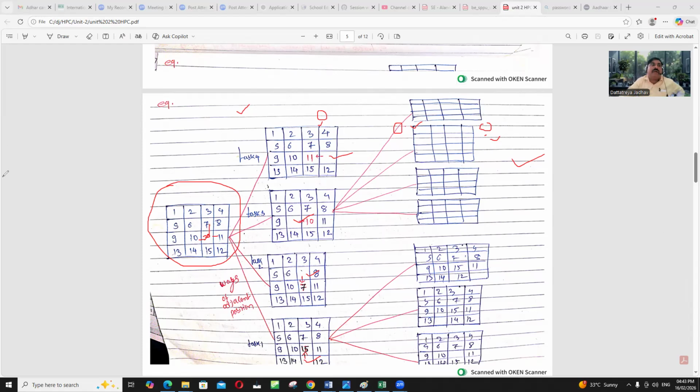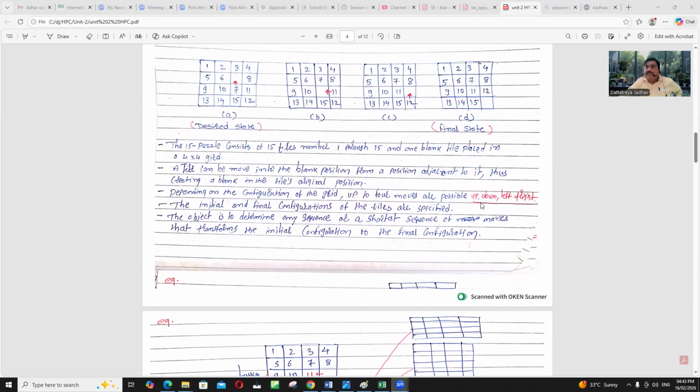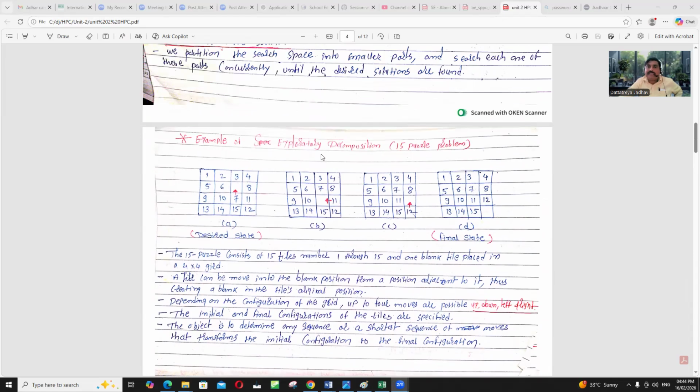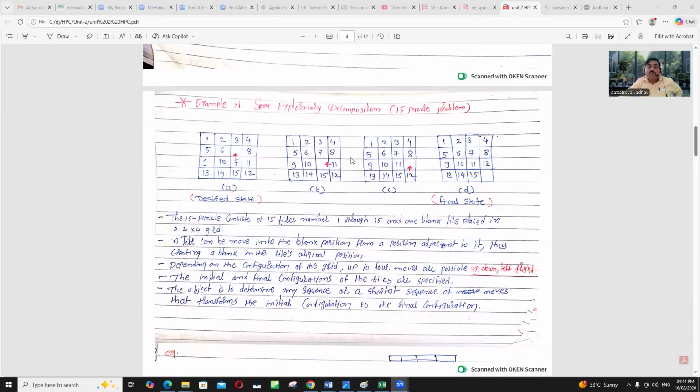So that will clarify the exploratory. The meaning of that one will be clear with the exploratory decomposition. So that is one of the famous methods which can explain the concept of exploratory decomposition. Just look here. So either it is possible to move up, down, left, or right. So that is called exploratory decomposition. The possibility of getting the solution in different ways.